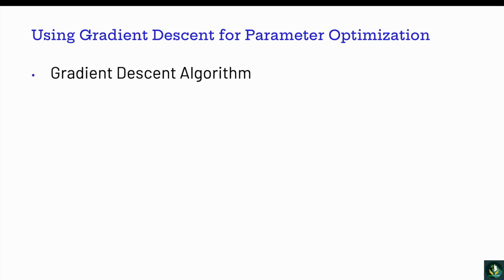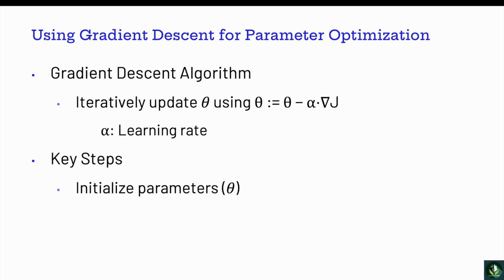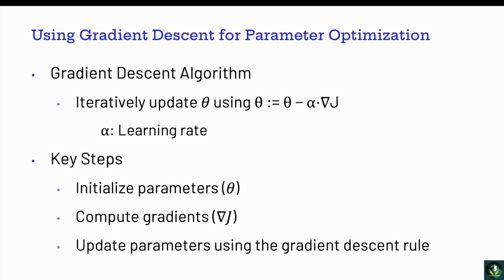Now the gradient descent algorithm goes something like this, where it iteratively updates theta using theta equal to theta minus alpha times del of J, where alpha is the learning rate and that controls the step size. The key steps involve initializing the parameters using theta, then we compute the gradients, which is del of J, and update parameters using the gradient descent rule.